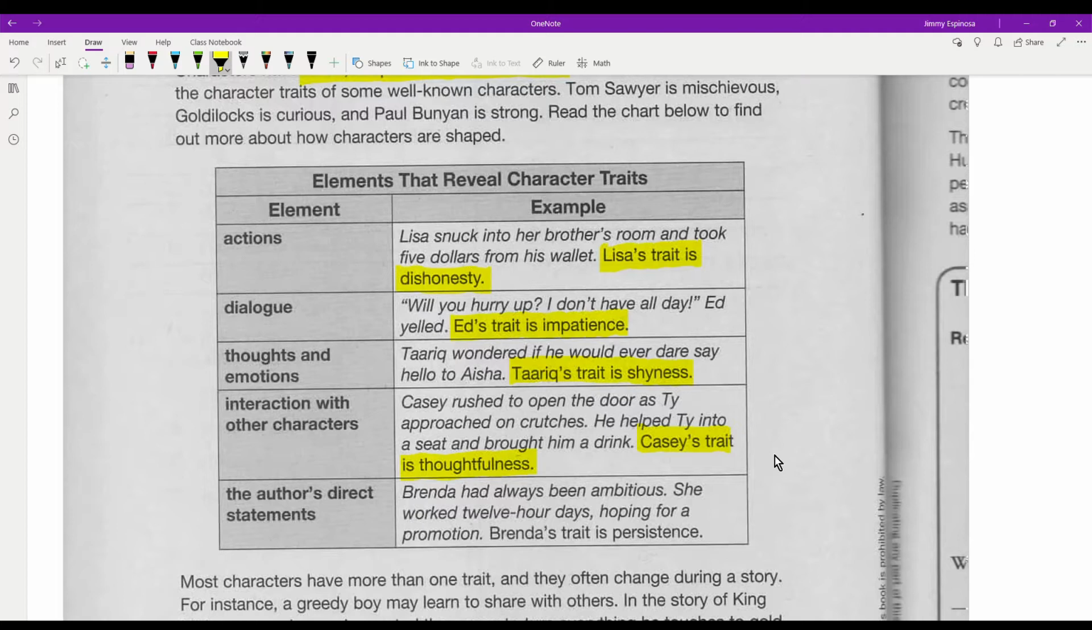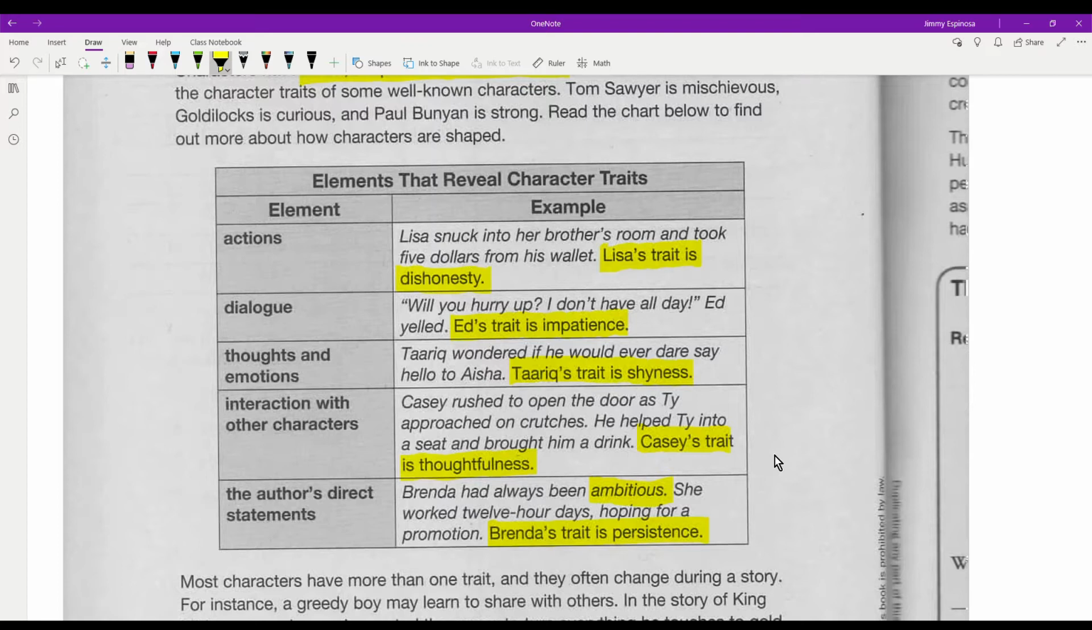Another way that character traits can be revealed is by the author's direct statements. Actually, the author states the character trait directly. Here's an example. Brenda had always been ambitious. She worked 12-hour days hoping for a promotion. Brenda's trait is persistent. Absolutely, she is persistent. And also, she's ambitious. Okay, so I'm going to highlight ambitious because ambition is a character trait.